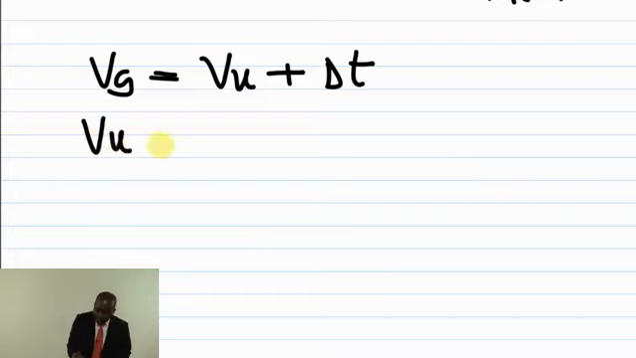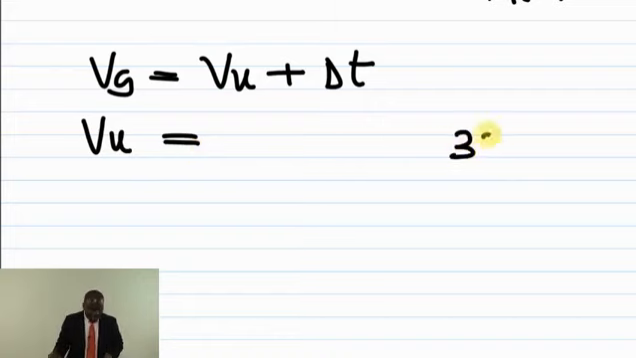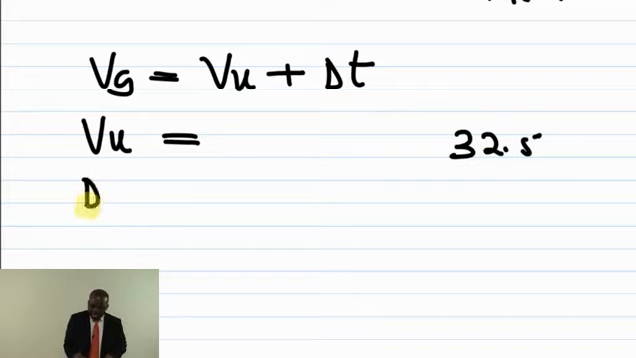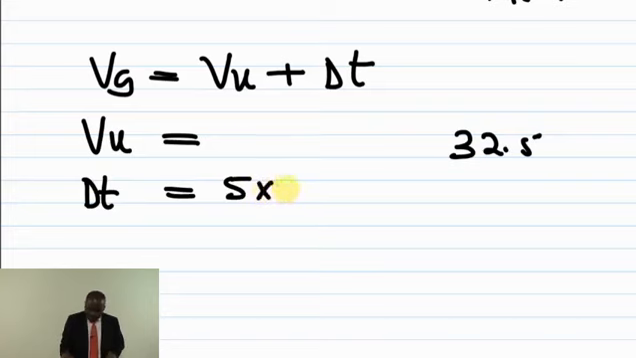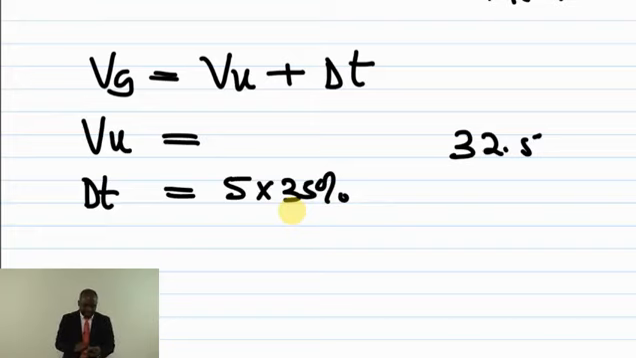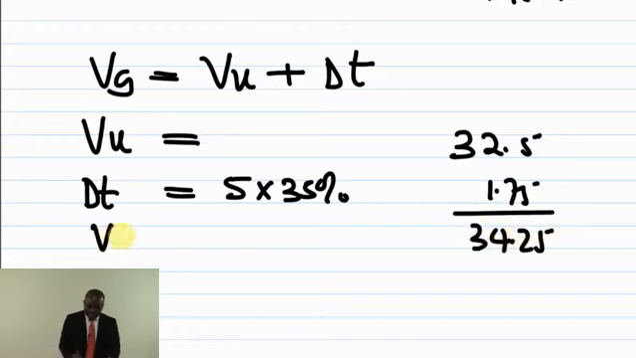What is my VU? VU is the value when I was ungeared. And the question told us that the market value when we were ungeared is 32.5. I will need DT. I am going to bring 5 million. And the tax rate given is 35%. So 5 times 0.35 is giving 1.75. Therefore, 1.75 plus 32.5 will give me 34.25. And this is the VG.